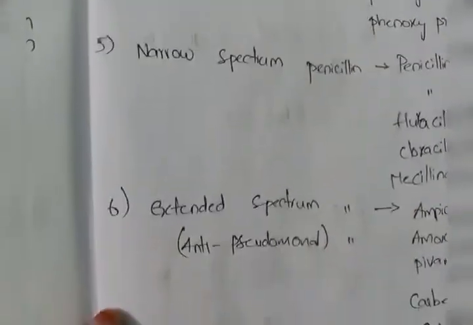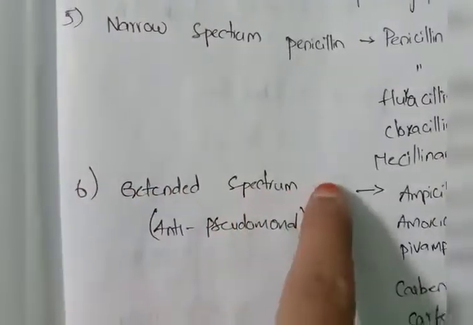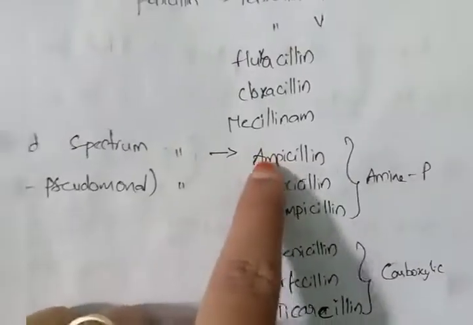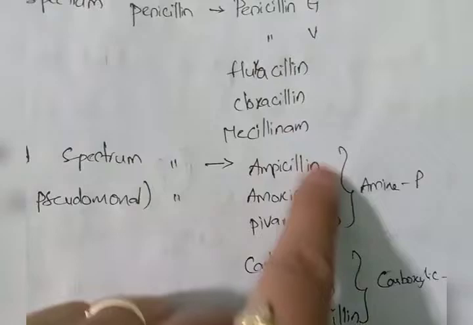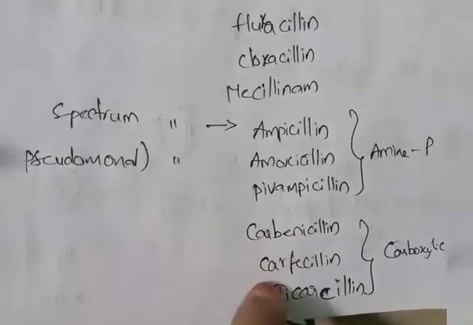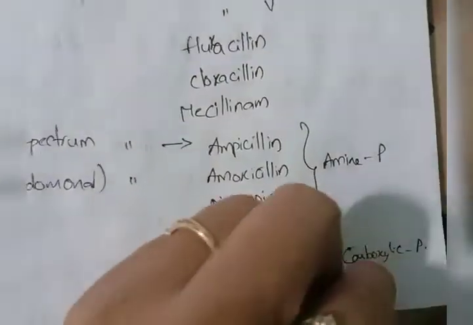Okay, next, extended spectrum penicillins, also called anti-pseudomonas penicillins. They are ampicillin, amoxicillin, pivampicillin. These have an amine group. Next, carbenicillin, carfecillin, ticarcillin. These have a carboxylic group.